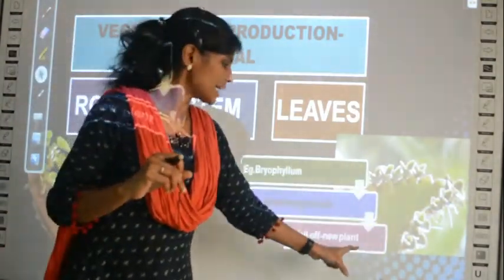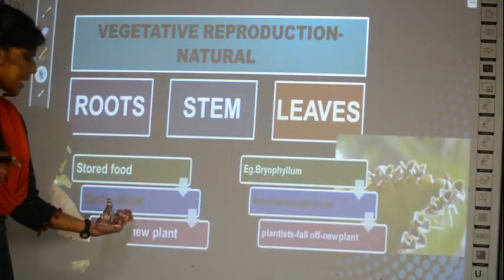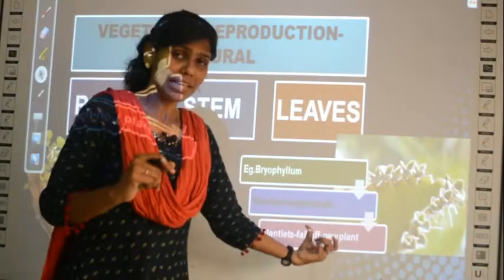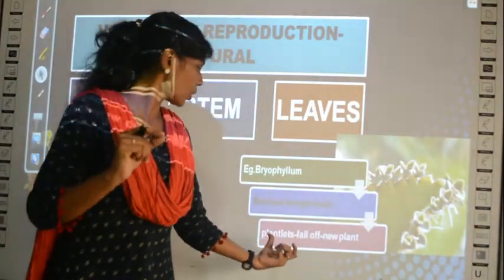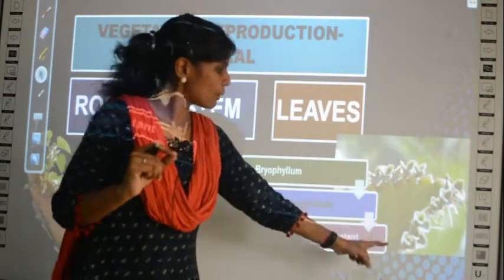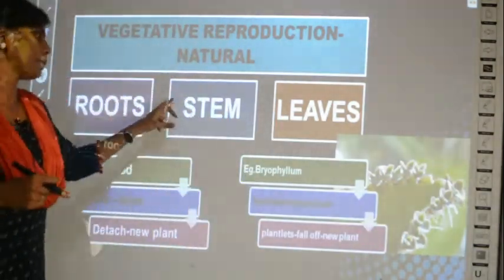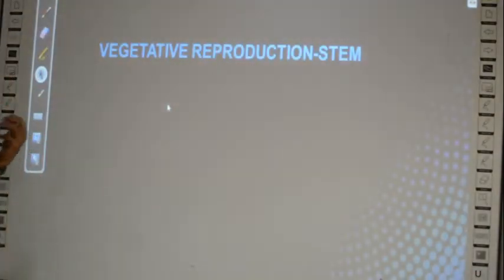plantlet. If a stored root produces a small bud, it is called a slip, and if a leaf produces a small bud, it is called a plantlet. Each plantlet will develop root and shoot and develop into a new plant. This is how it happens naturally.